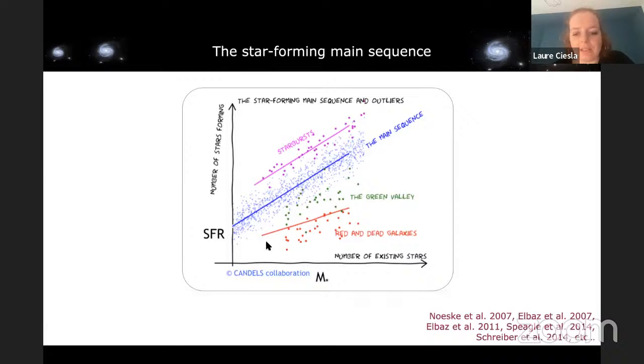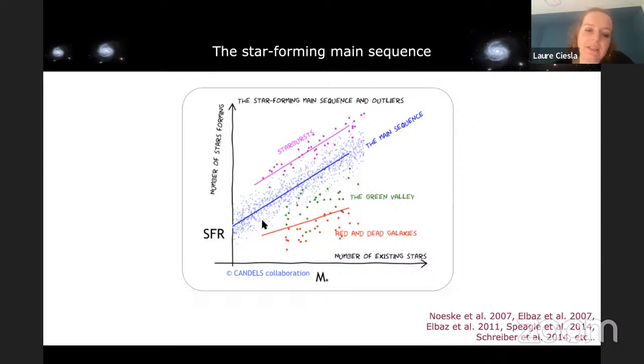What has been found now, since about 15 years, is that most of the galaxies are lying on what we call the main sequence here, the blue points. And a few of them, you can find them in the starburst region just above. So they are forming stars more efficiently at a given stellar mass. And then you find here in red the red and dead galaxies, so the passive ones we just showed before. And in between, in green, you have the galaxies in transition. So it's another way to look at this.